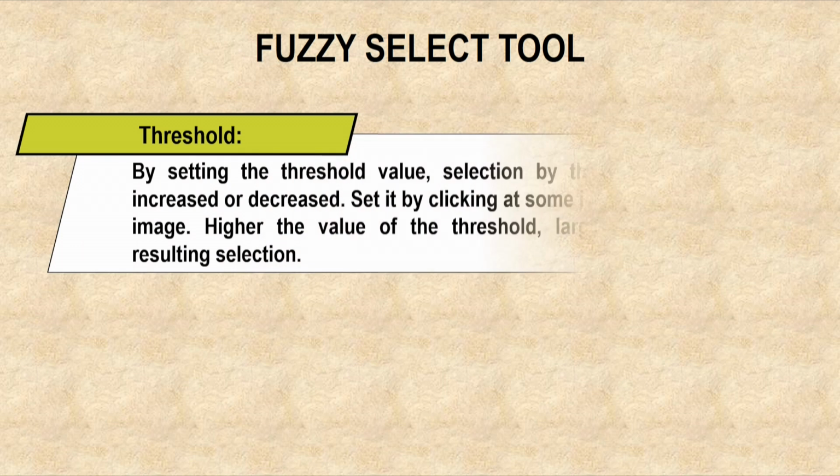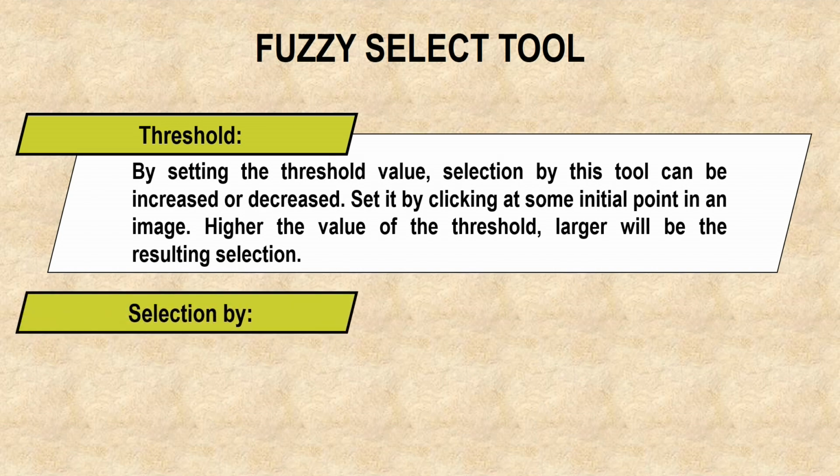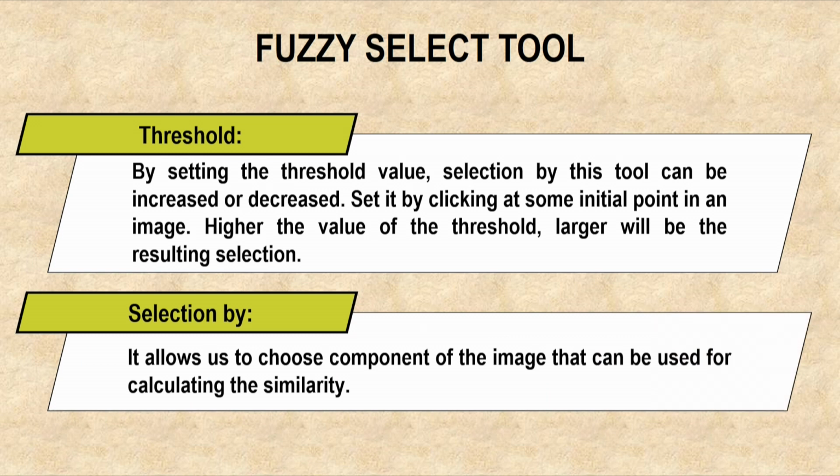Fuzzy select tool also has some other options like threshold. By setting this threshold value, selection by this tool can be increased or decreased, and we need to set it before starting with the selection process. Higher the value of the threshold, higher will be the selected area. And then comes the option selection by. It allows us to choose the component of the image that can be used for calculating the similarity.